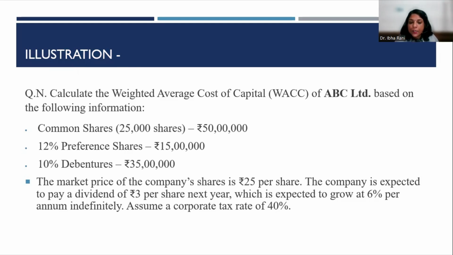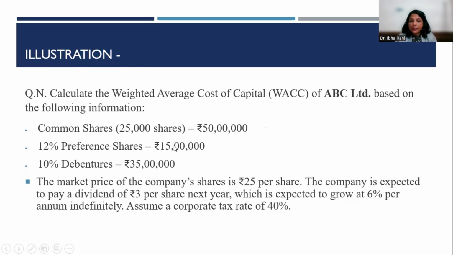Here the market price of the company share is 25 rupees per share and the company is expected to pay a dividend of rupees 3 per share next year, which is expected to grow at 6% per annum, and we need to assume a tax rate of 40%. Looking at this question, the value given for equity funds is 50, preference shares 15 lakhs and debentures 35 lakhs. In this ABC Limited Company, the capital structure consists of only three components: common shares, preference shares, and debentures. Retained earnings have not been considered as a source of fund.